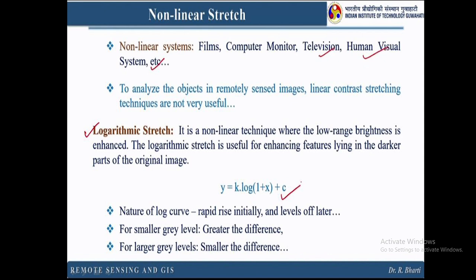Okay, this is the non-linear stretch system: films, computer monitors, television, the human visual system. Film is one example of the non-linear stretch, the computer monitor is one example, and television is one example, as is the human visual system. To analyze objects in a remotely sensed image, linear contrast stretching techniques are not very useful, so non-linear stretching is used.